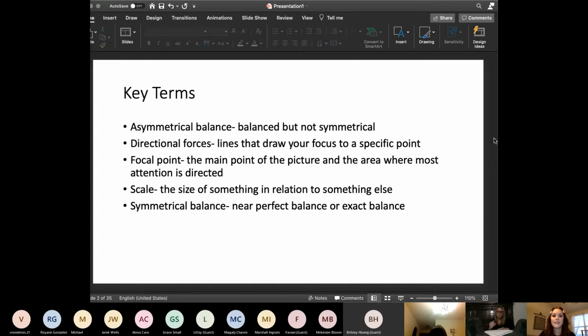So to start off with this section, I kind of pulled all of your major key terms into one spot. So I'll give you guys a bit of time to write these. Of course, we'll be looking at different examples of every single one of these key terms as we go through these principles.